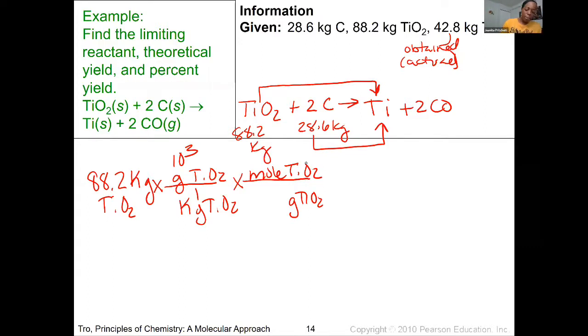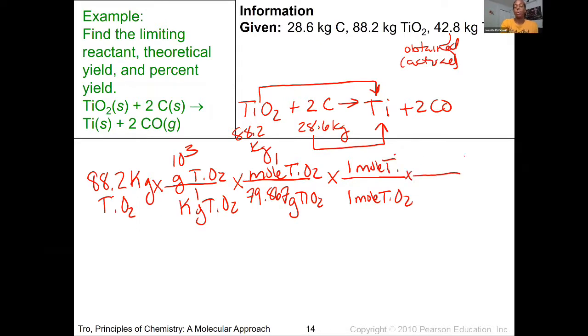So we take 47.867 plus 32 for the oxygen, which is from the 16 times 2. And so that gives us 79.867 grams is to 1 mole. Next, we then do our mole to mole ratio. We cross that bridge. So it's 1 mole of TiO2 to every 1 mole of Ti. And then now we can go to grams using the molar mass. So 1 mole of Ti is to 47.867 grams of Ti.